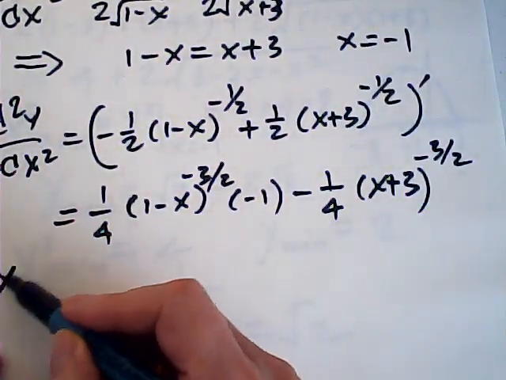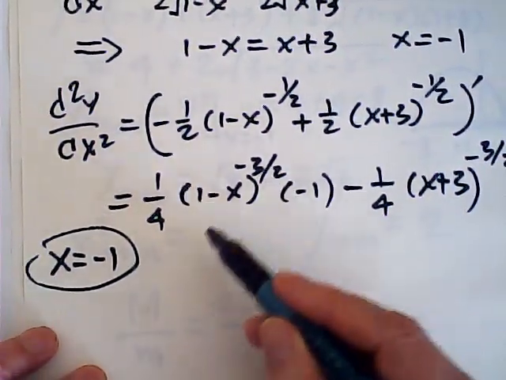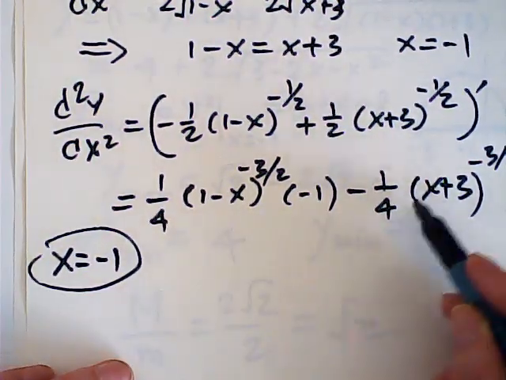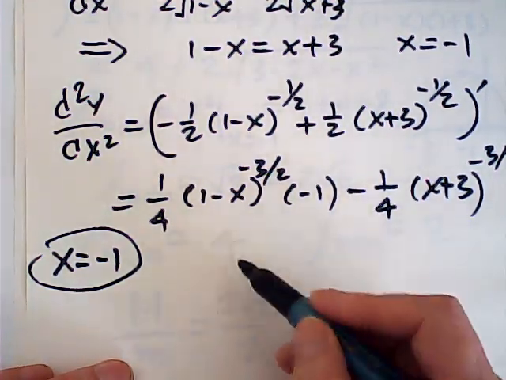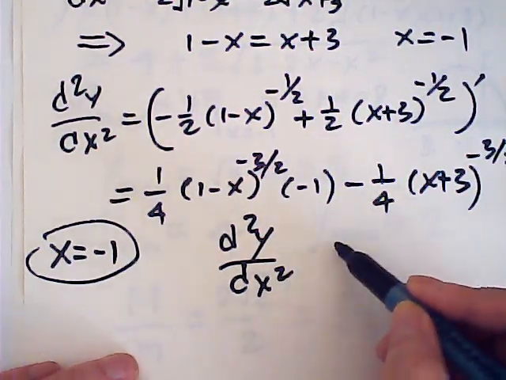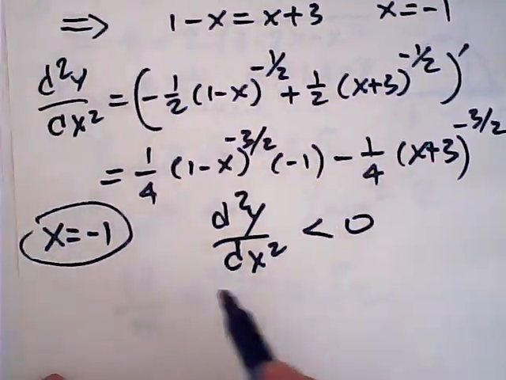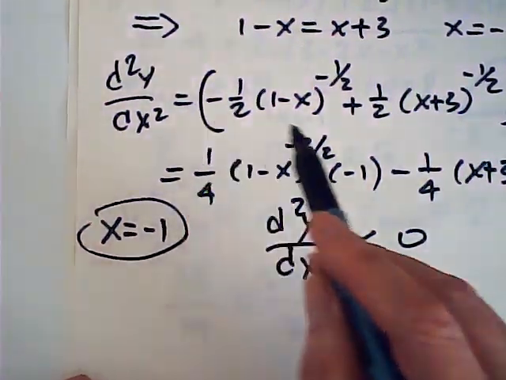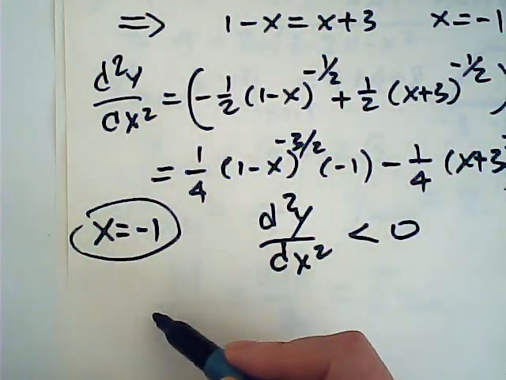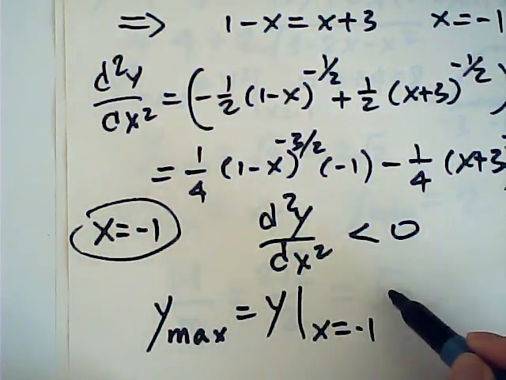Yeah, we test x equal to negative 1, right? So this is positive. So the whole thing is a negative. This is a positive, this is negative. Therefore, the second derivative with respect to x is negative, which means that x equal to negative 1 gives the value of y maximum. Okay, therefore y maximum is equal to y when x equal to negative 1. Right?